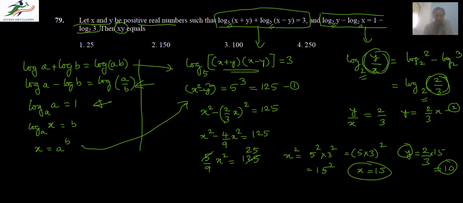So the value of xy is equal to 15 into 10, which is equal to 150. And we see that in option 2 the value is given as 150. So 2 is the right answer.